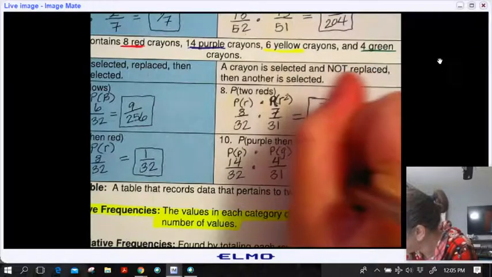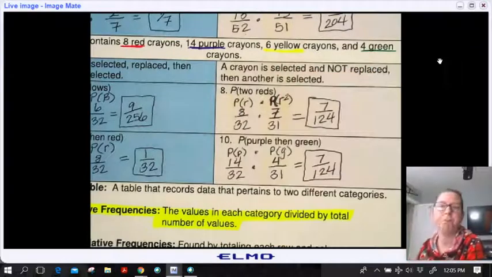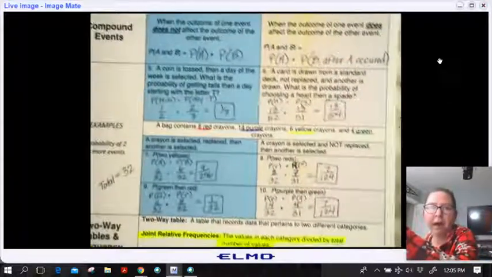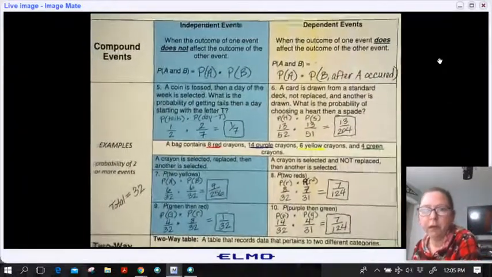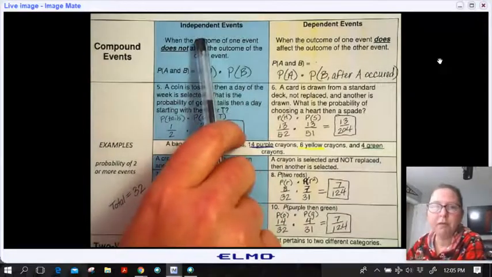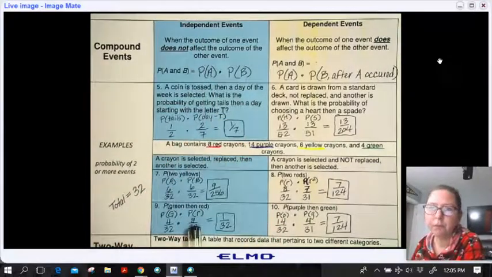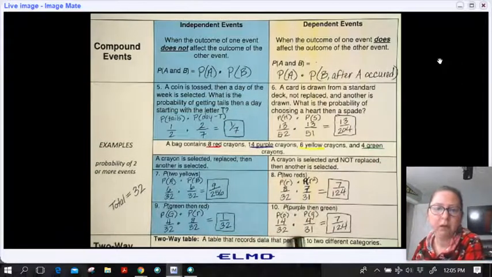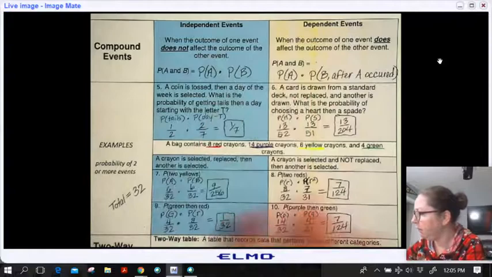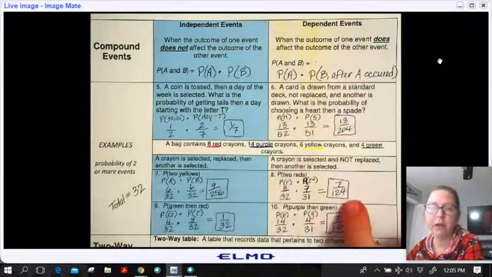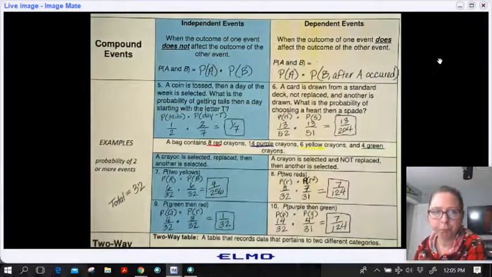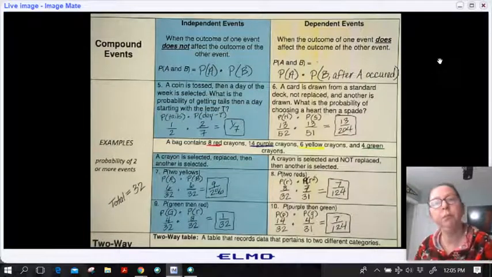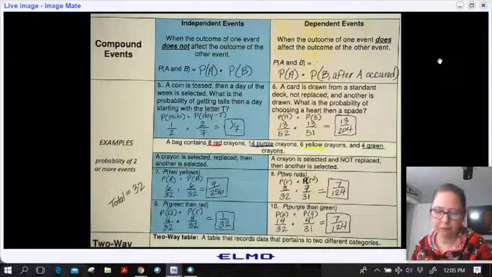7 out of 124. Okay, awesome. So this is a compound event. Okay, when one event does not affect another, and then when one event does affect another. So I kind of tried to color code these, but my yellow didn't print so great over here. But that's how we work them. They're a little bit different, but not too different.